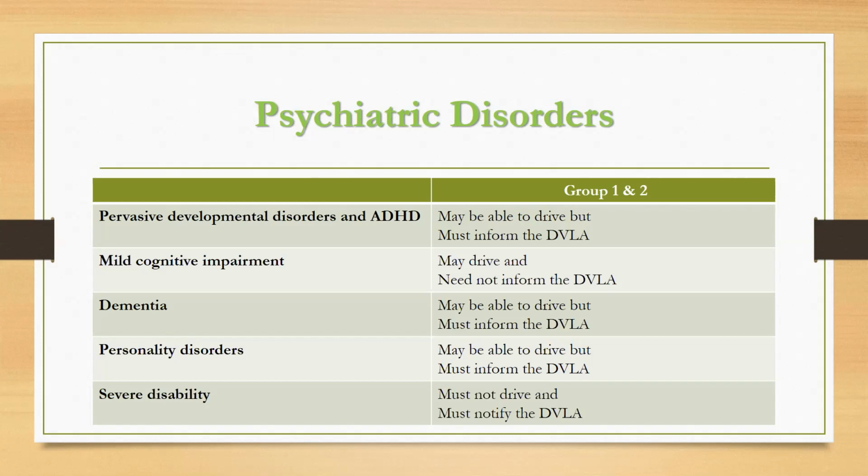If the patient has a personality disorder, he may be able to drive, but he should inform the DVLA. If the patient has a severe disability, he must not drive, and he has to inform the DVLA. So for the psychiatric disorders, in all conditions the patient needs to inform the DVLA except for mild cognitive impairment. In some of them the patient should not drive, and some of them may be eligible to drive based on the DVLA evaluation.